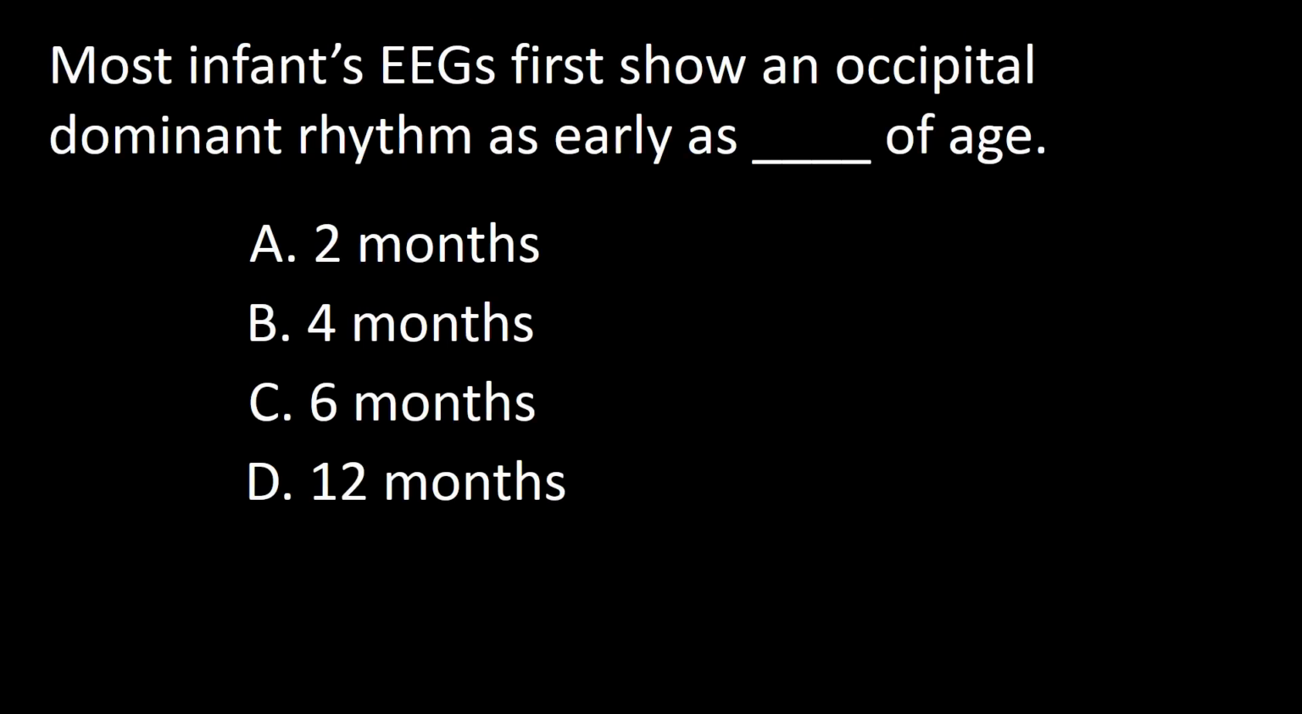Next question. Most infants' EEG first shows an occipital dominant rhythm as early as dash of age. A. 2 months. B. 4 months. C. 6 months. D. 12 months.